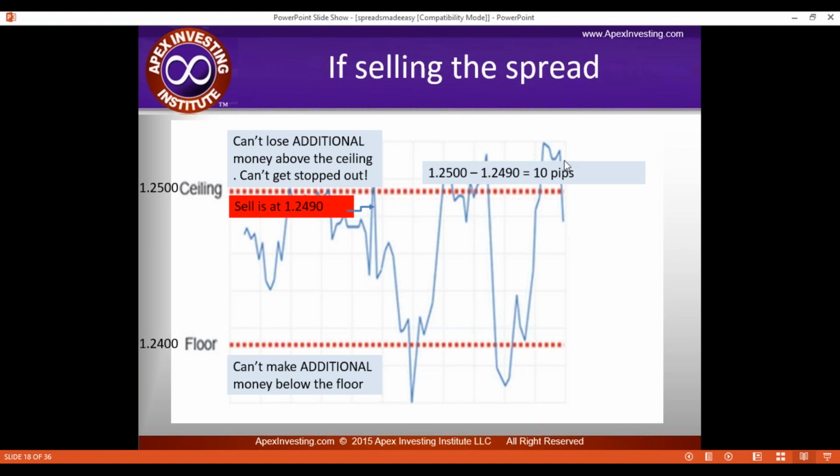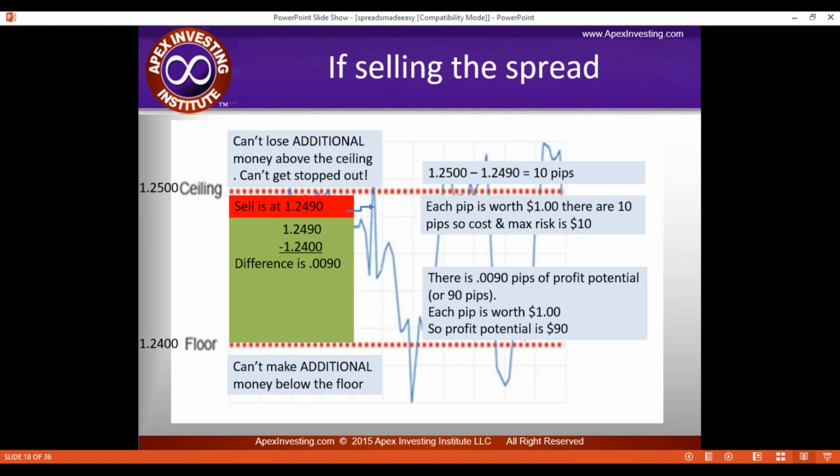So the most that I can lose on this trade is what? Each pip is worth $1. So the most I can lose is 10 bucks. 10 bucks is my maximum risk on this trade, and therefore 10 bucks is all I have to put up in margin for this trade. I only have to put up 10 bucks to get in this trade, and the most I could lose is 10 bucks. There are 10 pips here, so my cost and my max risk is $10.